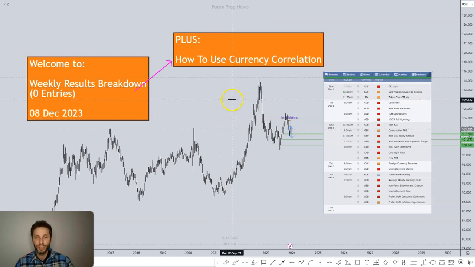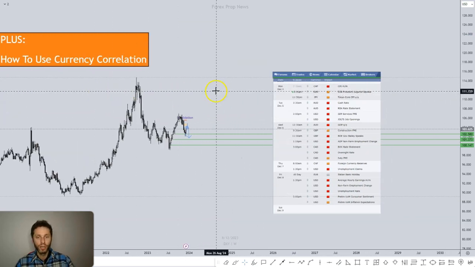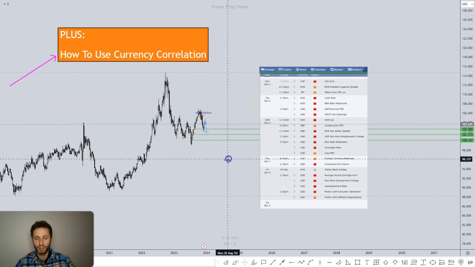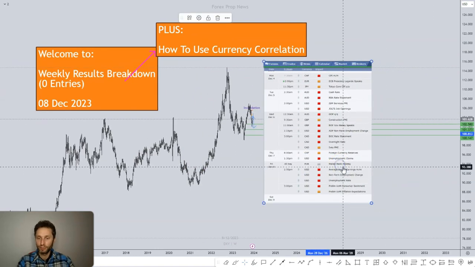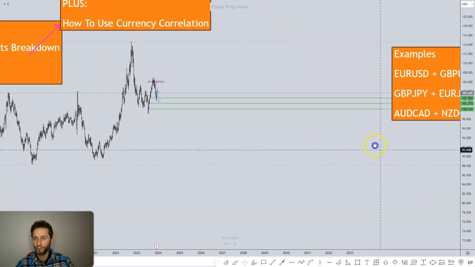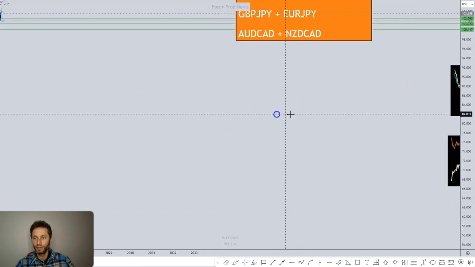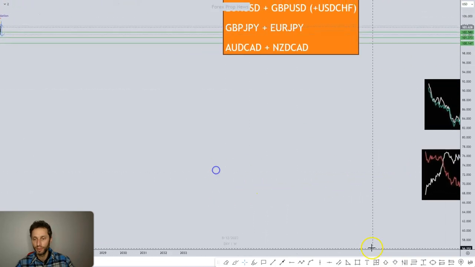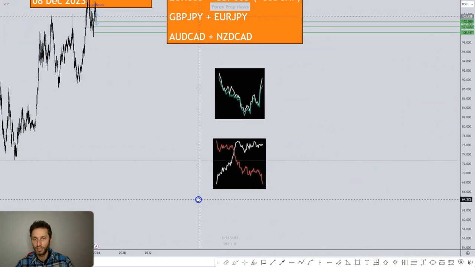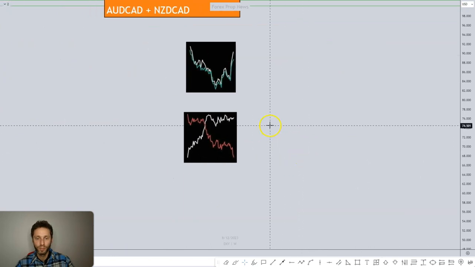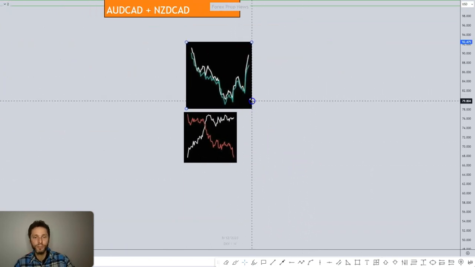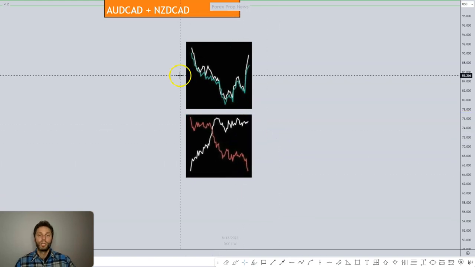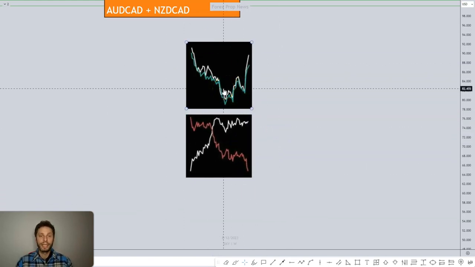So the lesson for today, how we're going to use currency correlation. And what is currency correlation? Well, if you're not familiar with it, let me just tell you briefly. We can now get rid of the news from previous week. Let's go over currency correlation and talk about what does it mean and how do we use it. Right, so let's look at what currency correlation is.